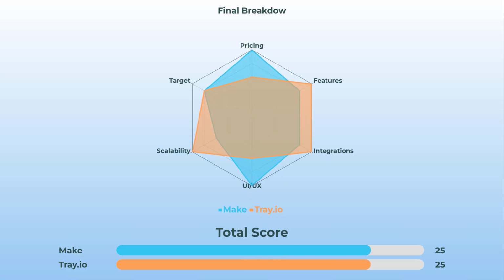So if you're looking at the big picture, Make is killing it on pricing and ease of use, while Tray.io really flexes its muscles with features, integrations, and raw enterprise power. UI feels friendlier over on the Make side, but if you crave deep technical control, Tray's gonna speak your language.